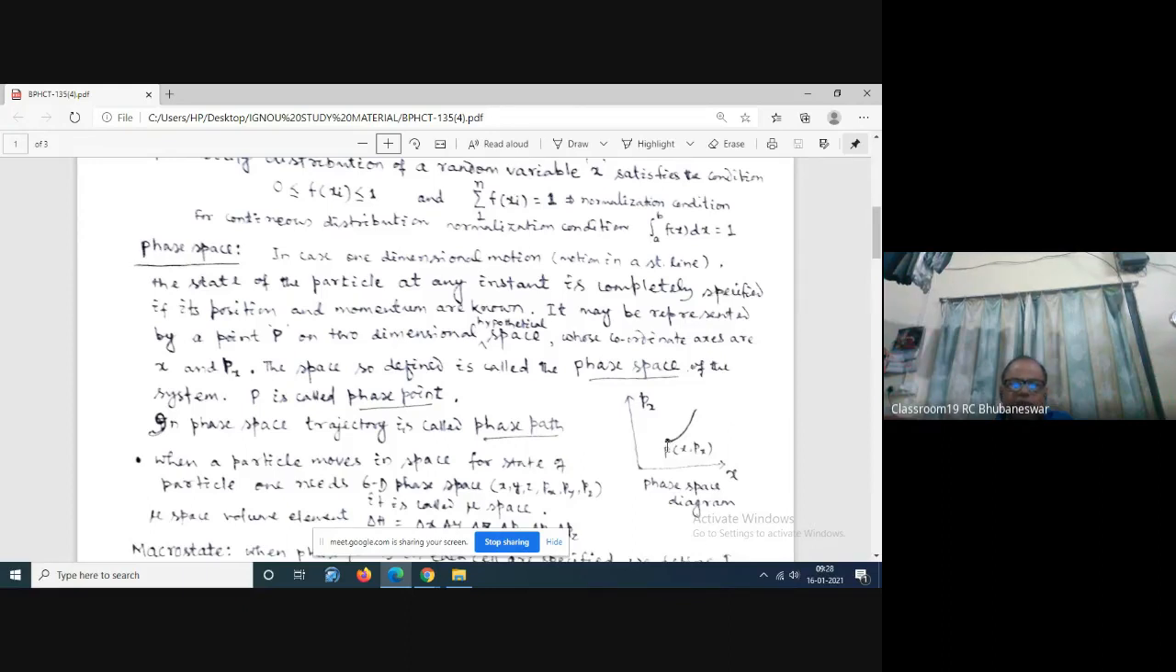And see, P is a point which represents the state of the system at a particular instant, because if the particle is in motion, then its position and momentum may change. Suppose momentum remains constant and only position changes, then this point will move along a line parallel to the x axis, because momentum is not changing. So the trajectory will be a straight line parallel to the position axis. And this trajectory is known as the phase path.